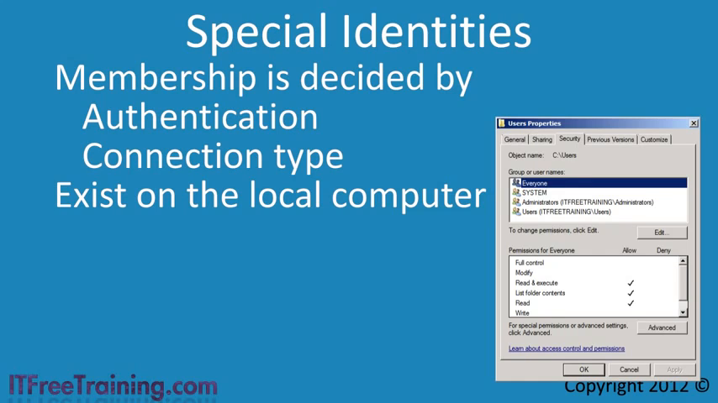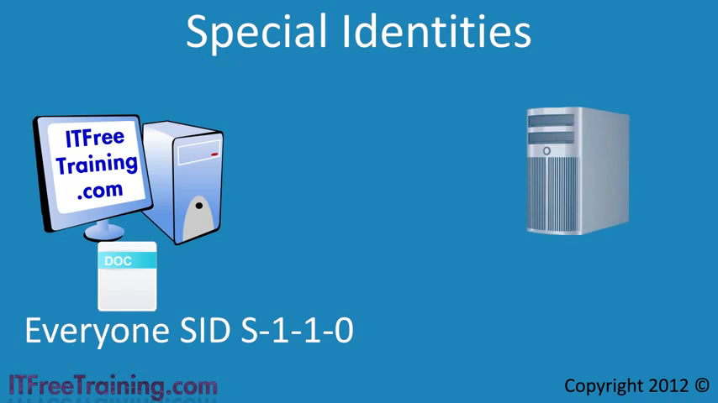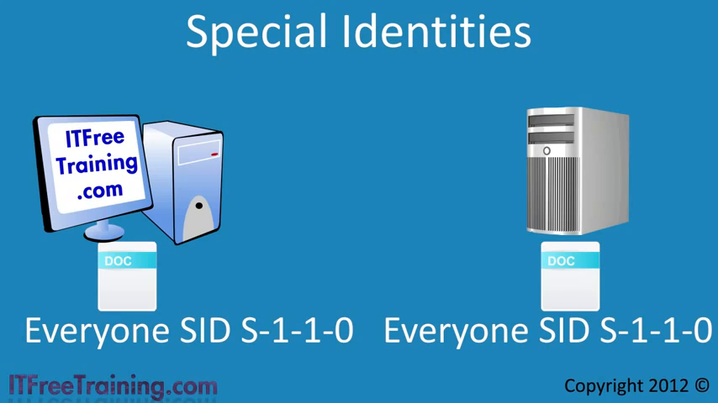The question arises, how can this occur if special identities are local to the computer only? The way Windows allows permissions to be preserved when copying between different systems is that special identities always have the same SID. As shown here, the SID for the Everyone special identity is S-1-1-0. Regardless of whether you copy the files to a workstation or server, Windows knows that this SID is always the Everyone special identity. Now that we understand the basics of how special identities work, let's have a look at the default special identities included in Windows.